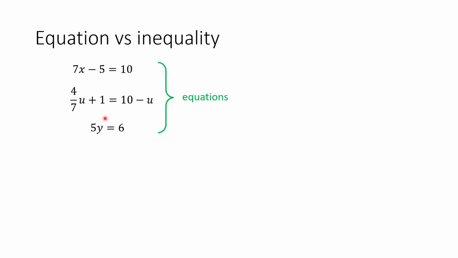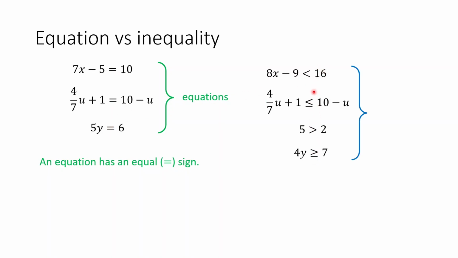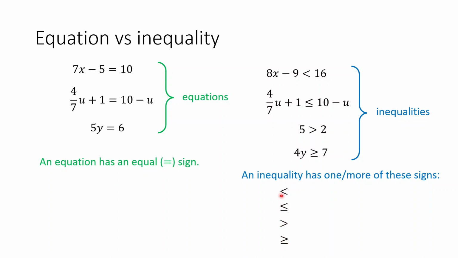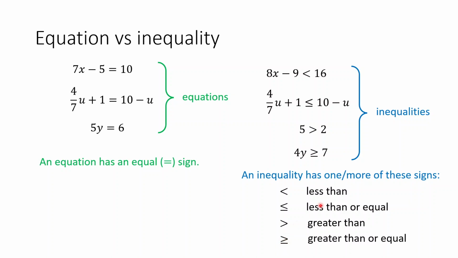What is the difference between equation and inequality? These are equations. An equation has an equal sign. These are inequalities. Inequalities have these signs. So, an inequality has one or more of these signs. This is less than, this one less than or equal, this one greater than, and this greater than or equal.